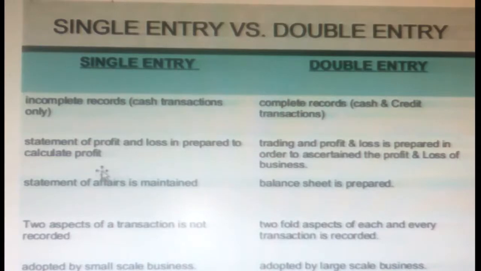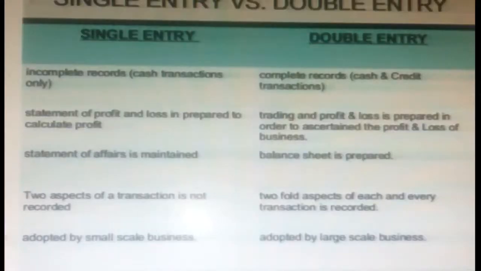Then under single entry, a statement of profit and loss is prepared just to calculate profit. But here the trading and profit and loss account is prepared in order to ascertain the profit and loss of the business. We will learn later on the meaning of single entry. Under that, a statement of affairs is maintained, which here we call the balance sheet. Then in single entry, the two aspects of a transaction are not recorded, so only the cash basis. But here the twofold aspects of each and every transaction are recorded, that's debit and credit, every giving aspect and receiving aspect.